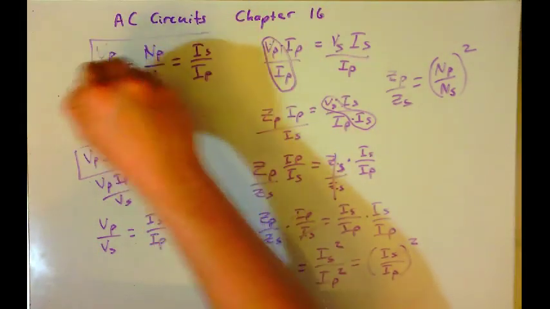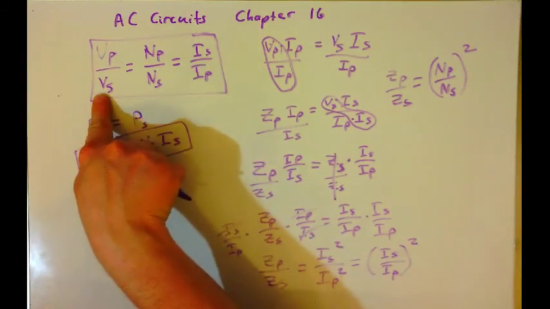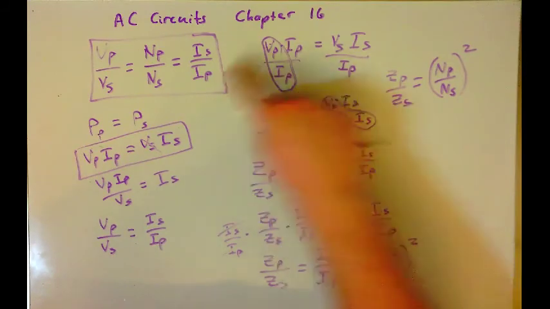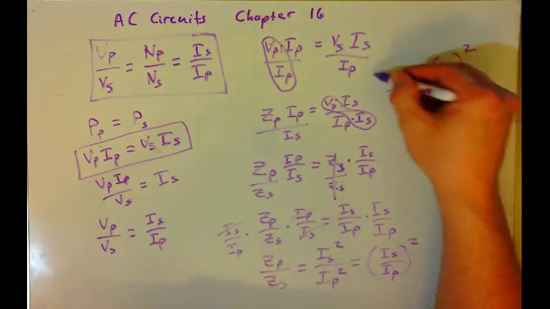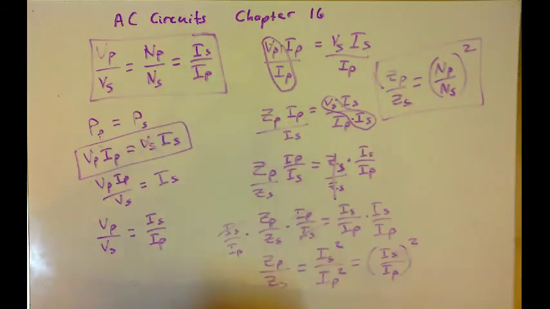So we have these formulas. The turns ratio is equal to the voltage ratio, the turns ratio is equal to the reciprocal of the current ratio, and the square of the turns ratio is equal to the impedance ratio. And so these are the three equations that we'll need to solve circuits with transformers in them.